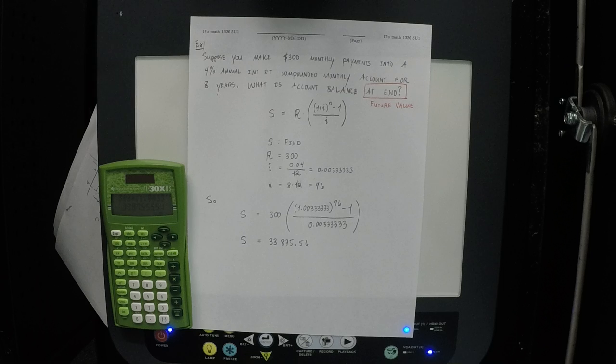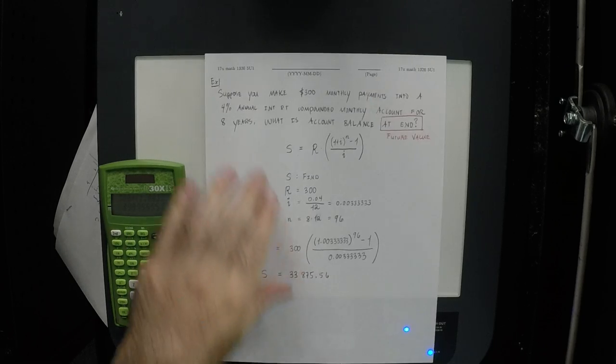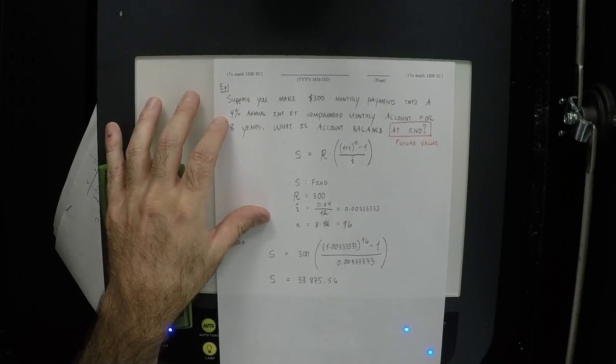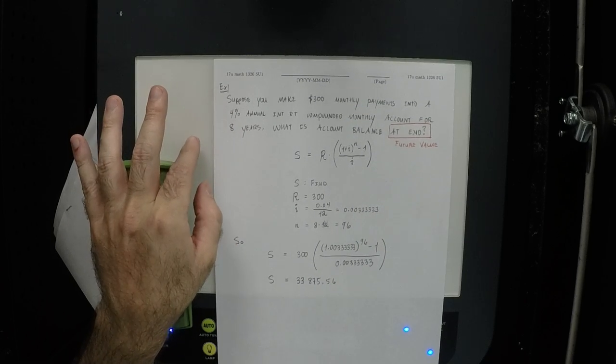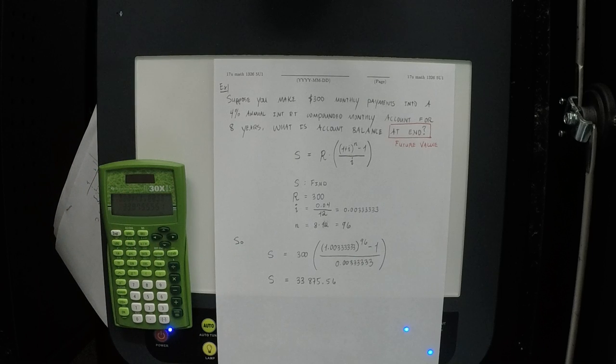That's interesting. So for $300 a month, at a relatively modest rate, considering that you're just going to let this money sit in the account, which means that you can get a reasonable interest rate if you're willing to not have any access to the money. You can save $33,000 over the course of 8 years. Any question about this one?